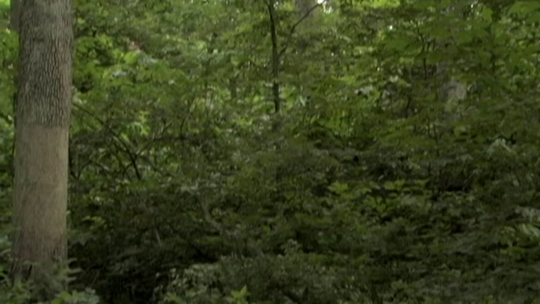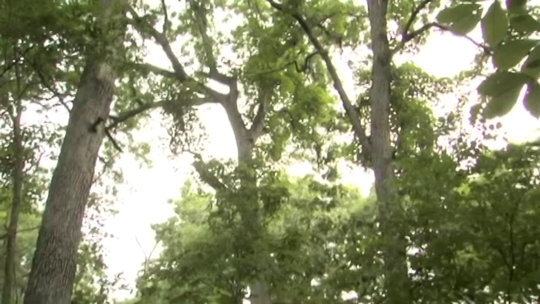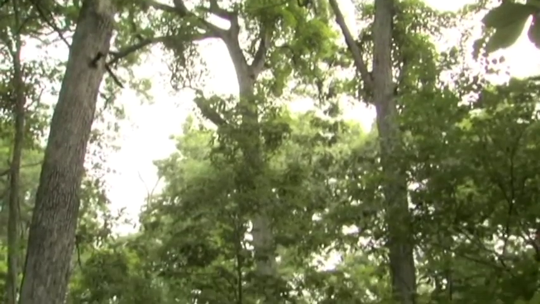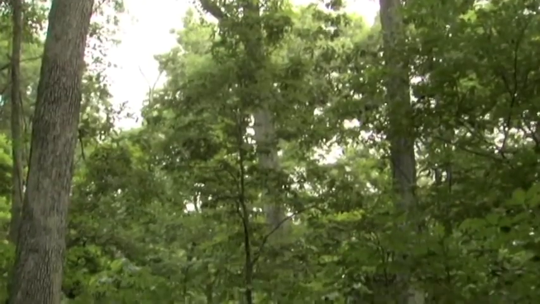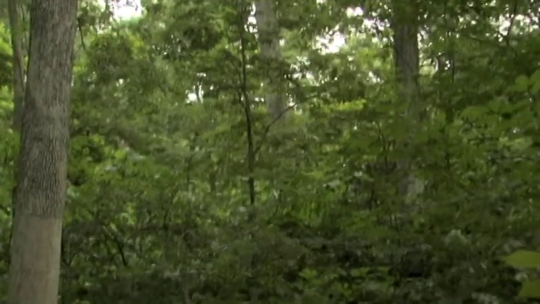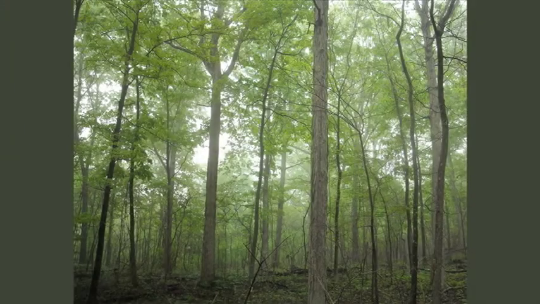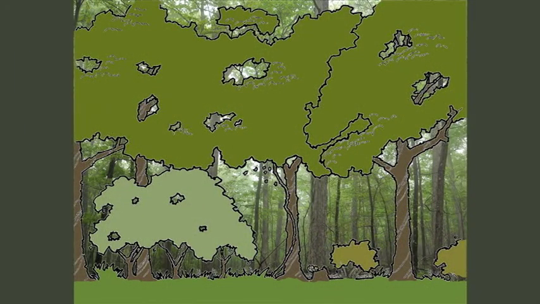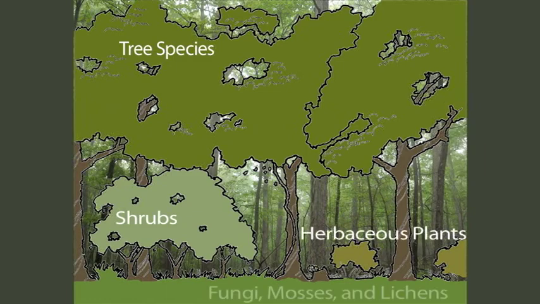The understory of a forest includes everything beneath the canopy, which is formed by the tops or the crowns of the larger trees. A healthy and diverse understory is composed of several structural layers that can be very distinct plant communities, including tree species, shrubs, herbaceous plants, and mosses and lichens.